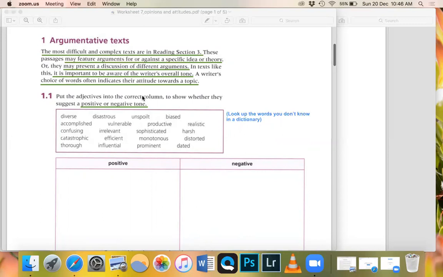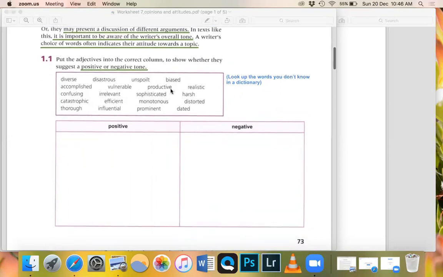And one way we can tell their attitude is by looking at the words, like we looked at the word blockbuster and the word hopelessly flawed. And this gives us a clue as to what their attitude is. So their choice of words indicates their attitude towards the topic. So here we have a list of words. We're not going to do all of them. We're just going to have a look at a few. And we're going to decide whether they have a positive or a negative tone. So let's have a look at the word unspoiled. I'd like you to type positive or negative. What do you think is the tone of the word unspoiled? If I say it's an unspoiled landscape, is this positive or is it negative?